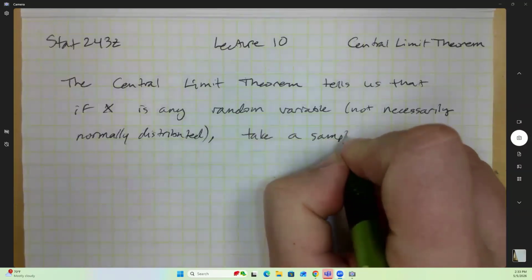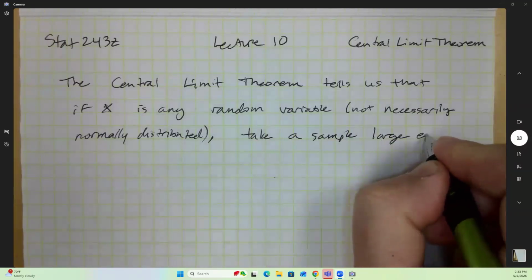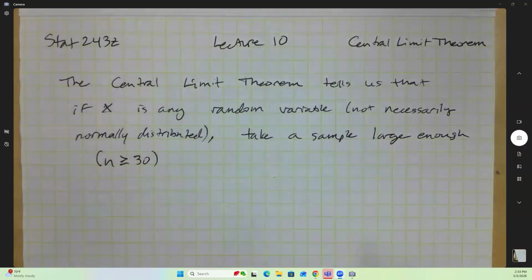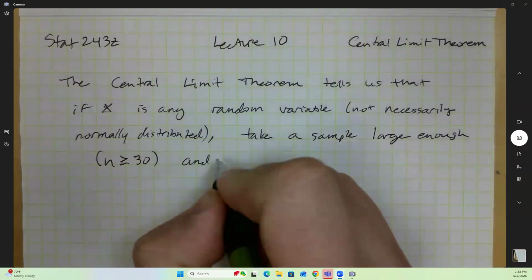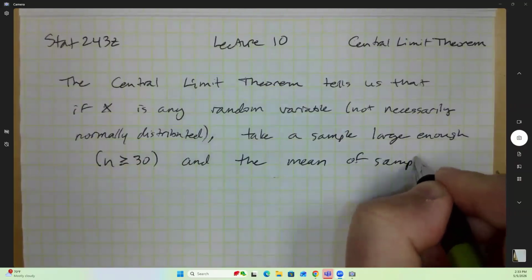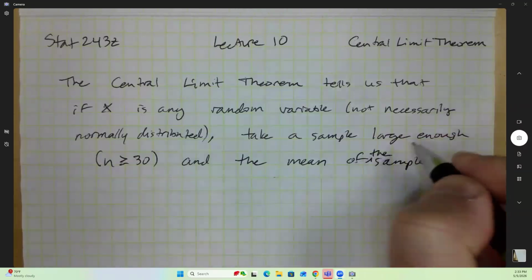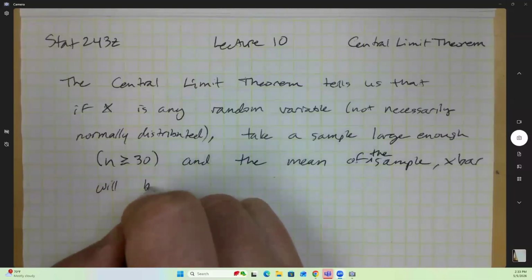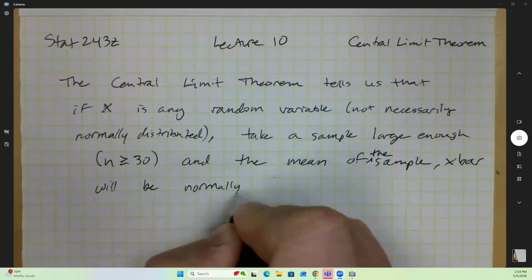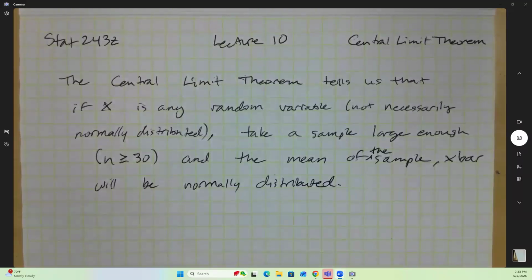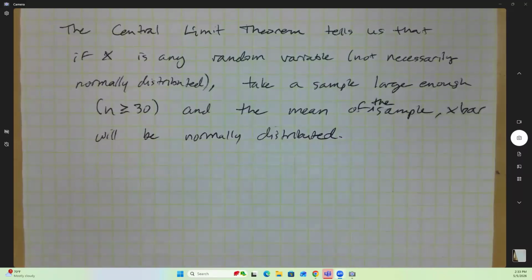Take a sample large enough, which generally means n should be greater than or equal to 30. And the mean of the sample, x bar, will be normally distributed. That's conclusion number one, because now we can use our normal distribution tools.